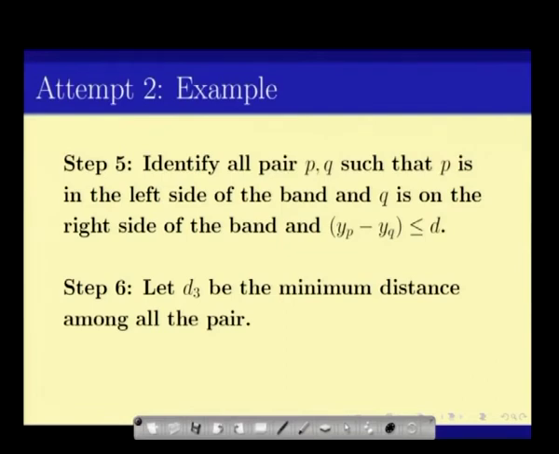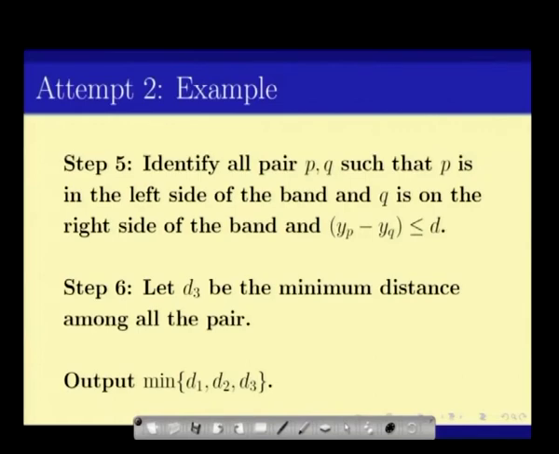So, thus we find d 3, which is the minimum distance among all such pairs, and then we output d, the minimum of d 1, d 2 and d 3. So, the idea is that d 1 is the minimum distance on the left hand side, d 2 is the minimum distance on the right hand side, and d 3 is the minimum distance in the middle, which means that one of them is on the left and one of them is on the right. The idea was to combine these two things, and that is where the ingenuity of this algorithm comes in.